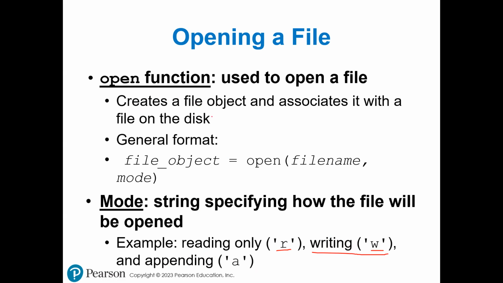Now, open function, that is how we open a file. We're going to create a file object, and that file object will reference a certain file on your computer. The way to do it is to put the name. It doesn't have to be file object. It can be whatever you want it to be.